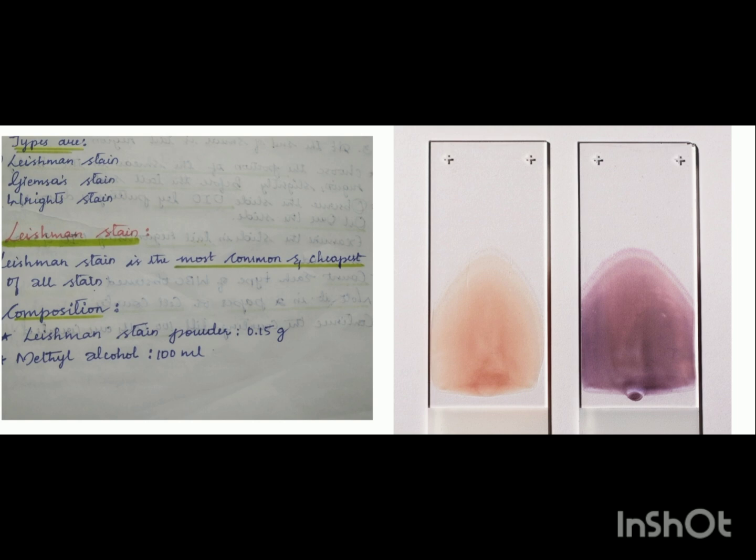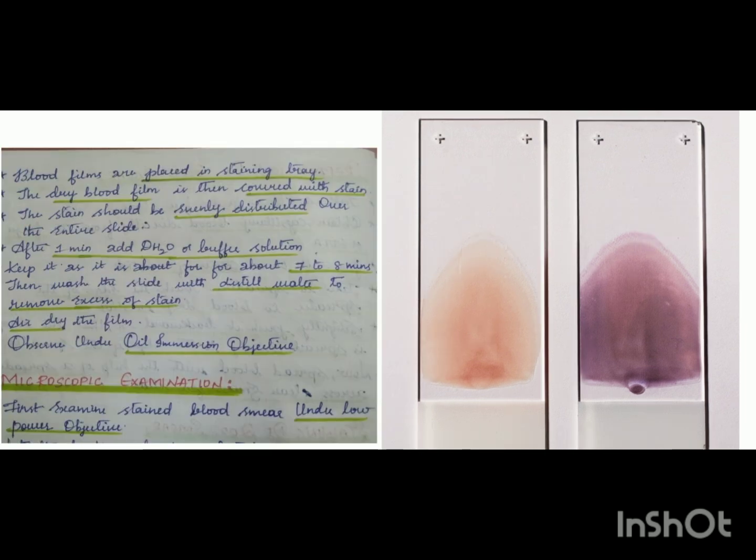It is commonly used. The composition is Leishman stain powder 0.15 grams in methyl alcohol, and blood films are placed in staining rack. The blood film should be dry and it should be covered with the Leishman stain. The stain should be evenly distributed over the slide. After 1 minute, add distilled water or buffer solution. Keep it as it is for 7 to 8 minutes. Then wash the slide with distilled water to remove the excess of stain. Observe under oil immersion objective in the microscope.